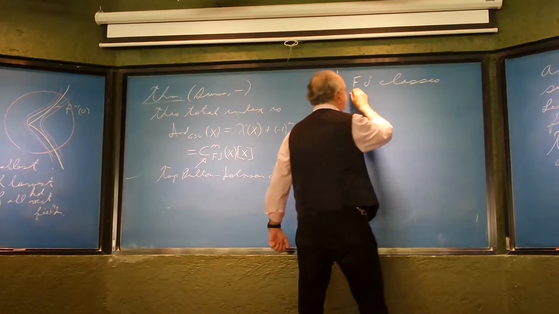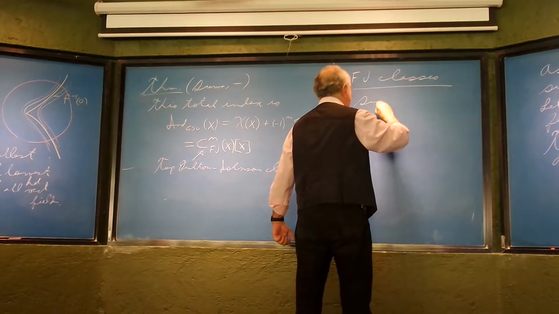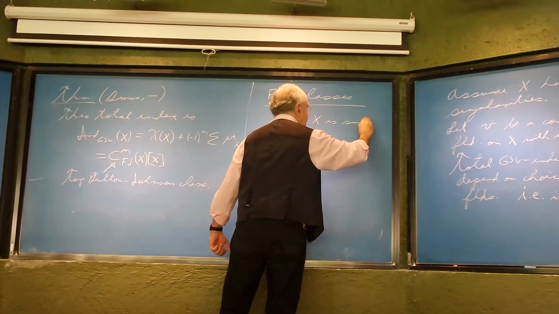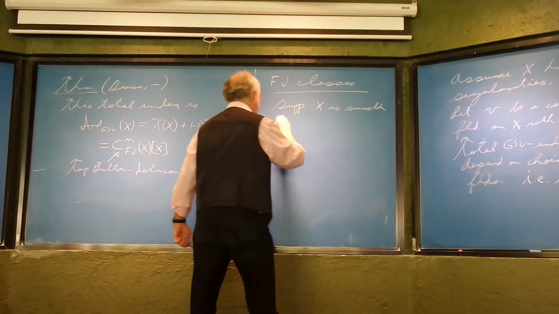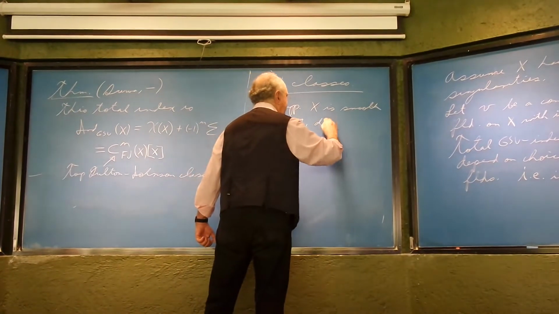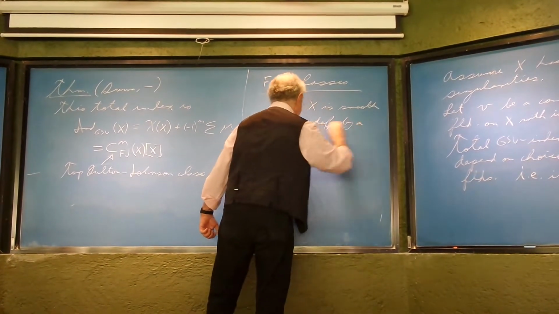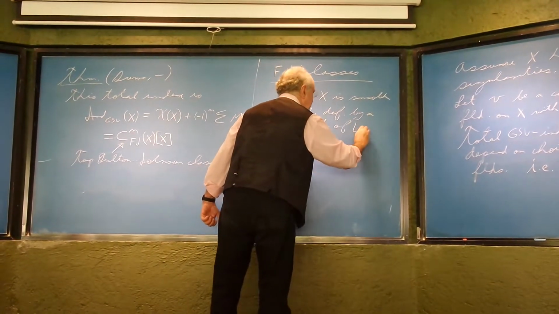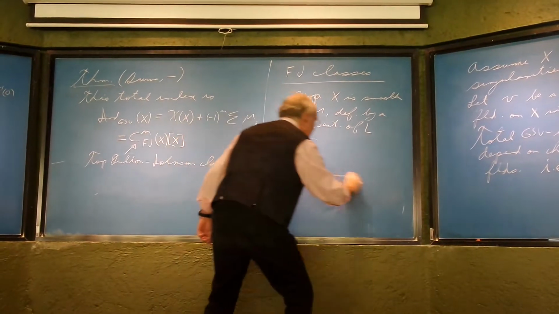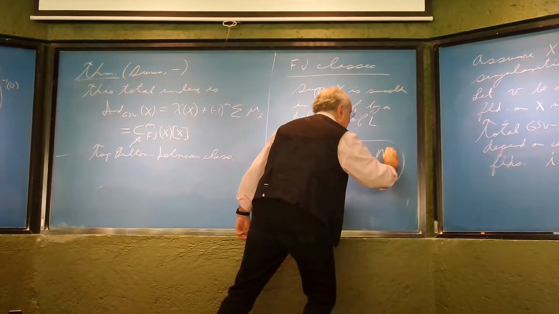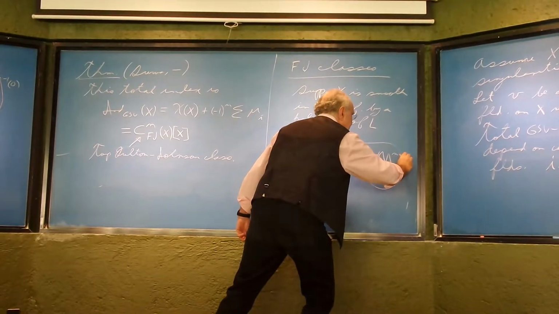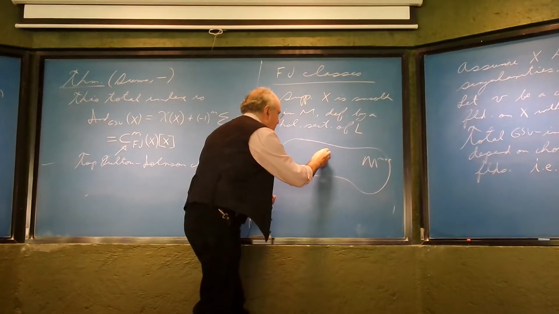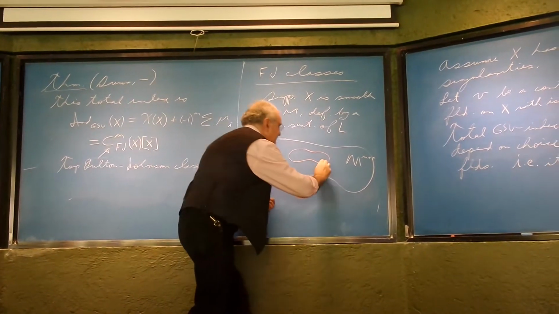Suppose X is smooth in M and defined by a holomorphic section of L. Then we have a complex manifold M of dimension n plus 1. And when we have this, we have somewhere here a smooth submanifold X.